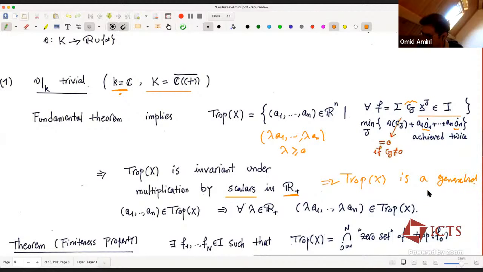A cone means some subset of R^n which is closed under multiplication by scalars. It's a generalized cone. It means that, of course, you saw that it's not always a cone in the conventional way, so it is a subset of R^n which is closed under products by scalars. For example, we can have this shape. This is a one-dimensional case of a tropicalization. You see that these are rays, these are half rays, and this is zero.